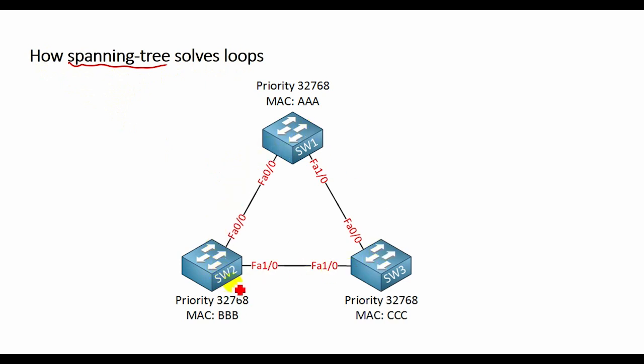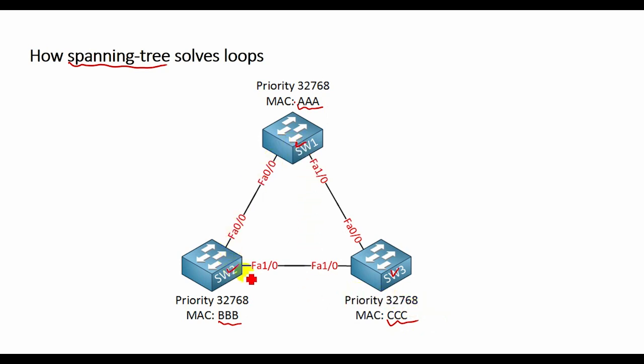Here is an example. We have three switches, and as you can see, we have added redundancy by connecting the switches in a triangle. This also means we have a loop here. I have added the MAC addresses but simplified them for this example. See, switch 1 MAC address, switch 2 MAC address, and switch 3 MAC address.